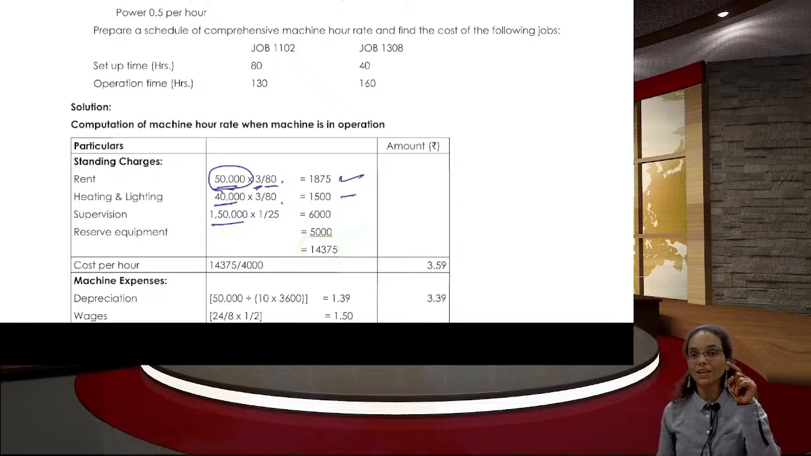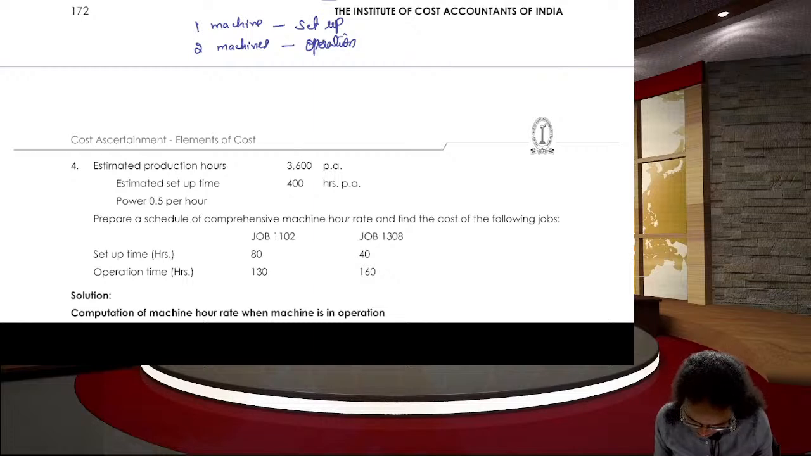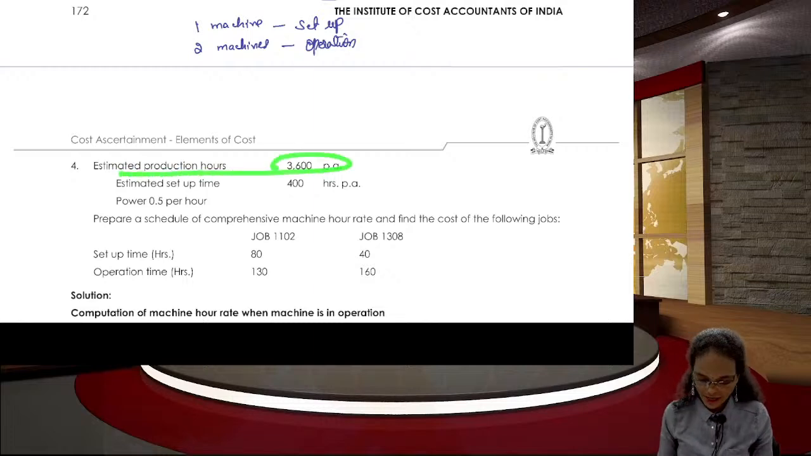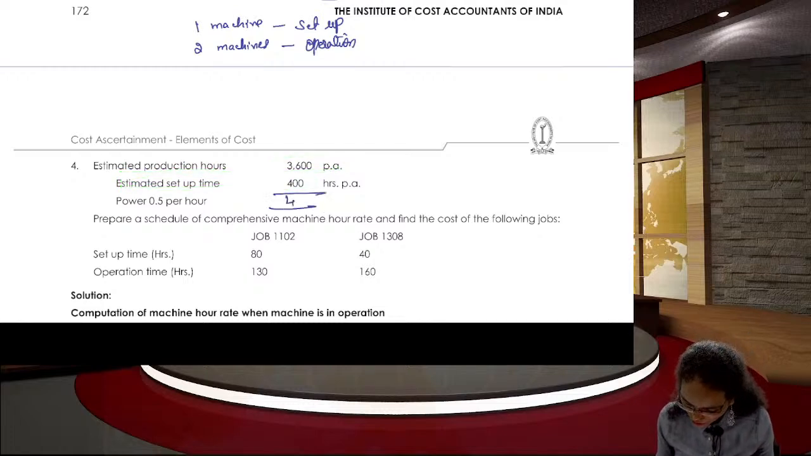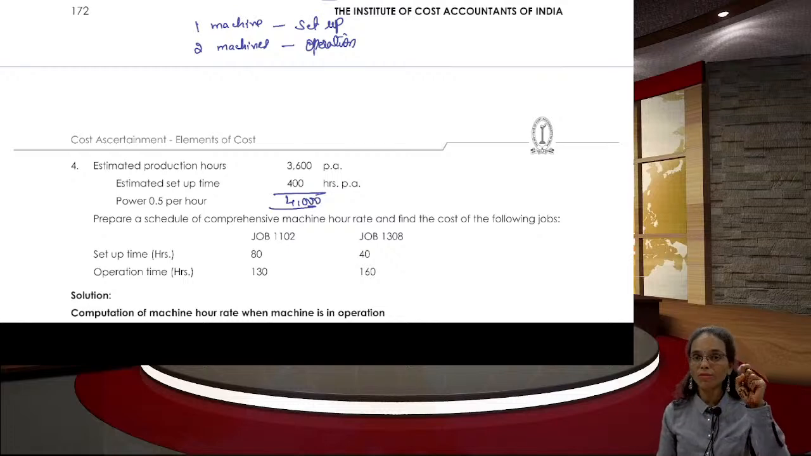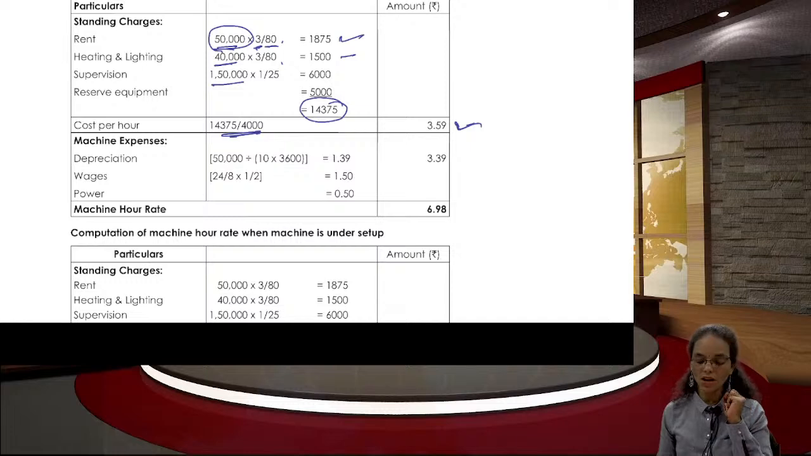I am telling you once again, when you are calculating the fixed charge, you need to take the machine hours, the maximum available hours in the factory. See, estimated production hours are 3,600 and setup time is 400. In the sense, totally put together 4,000 hours are the maximum hours available for the machine. So the total expenditure divided by 4,000 will be your cost per hour for the standard cost.